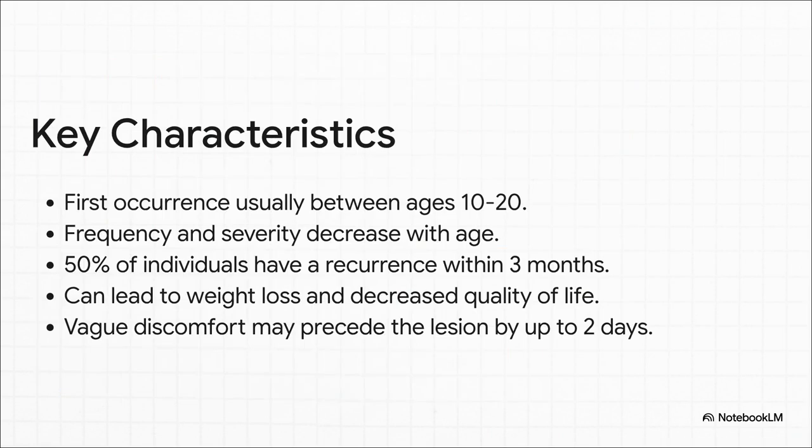Now, this is where it gets really interesting from a counseling perspective. Check out this life cycle. They usually pop up when people are young and get better with age. But this point right here, that 50% of people get another one within 3 months, that's huge. It tells us prevention is key. And see this last one, that little bit of discomfort before the lesion shows up, that's our window. That's the perfect time for a patient to start an intervention if we've counseled them properly.